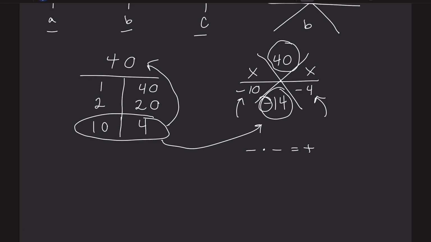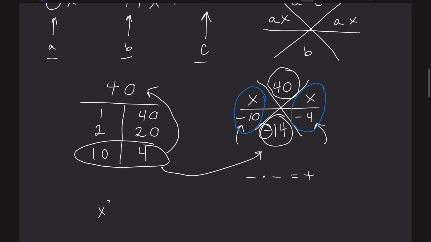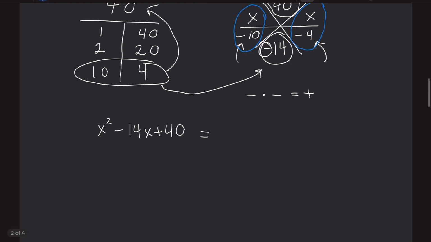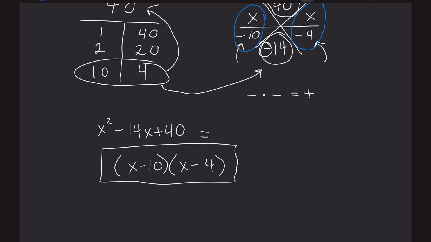So now that we've found our two numbers, we're going to look at these two sides of our snowflake. We have x minus 10 and x minus 4. What we're going to do is we're going to say that x squared minus 14x plus 40 is going to be equal to those two terms that we have circled in blue, multiplied with each other. So it's going to be x minus 10 times x minus 4. And this is our factored form of our trinomial.